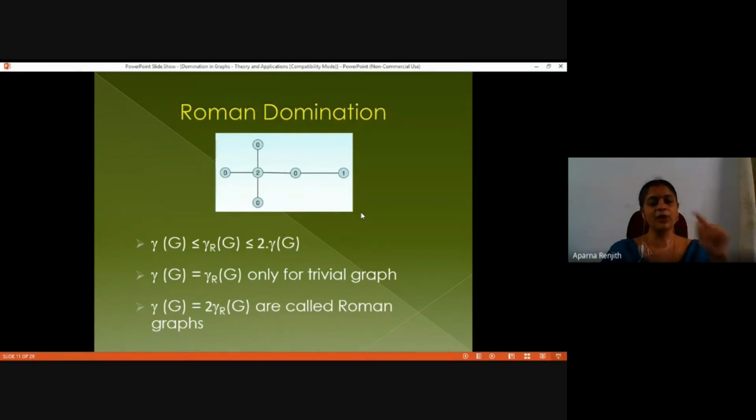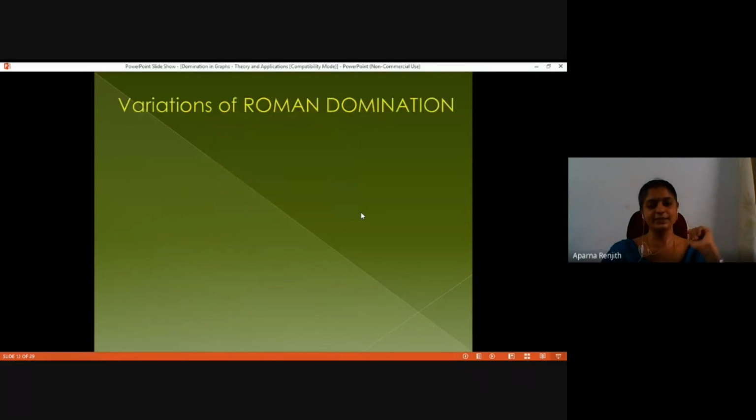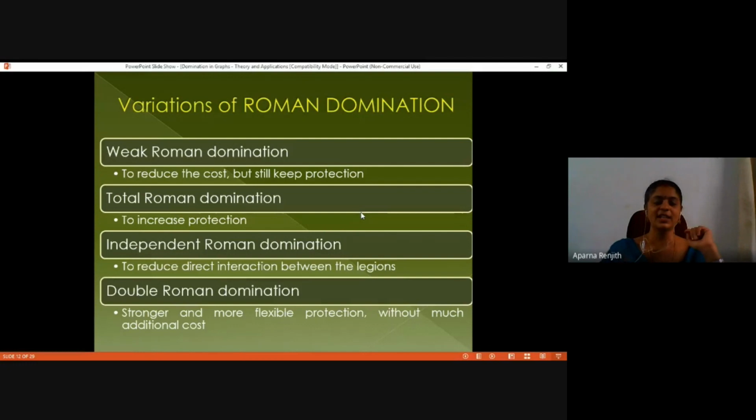Why I found this particular domination parameter interesting is that, motivated by it, many new domination parameters were introduced with definite applications. Let us see which ones they are. So the variations of Roman domination, here I have listed 4. In fact, there are many more.